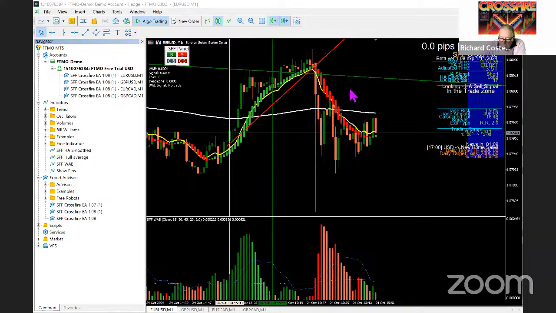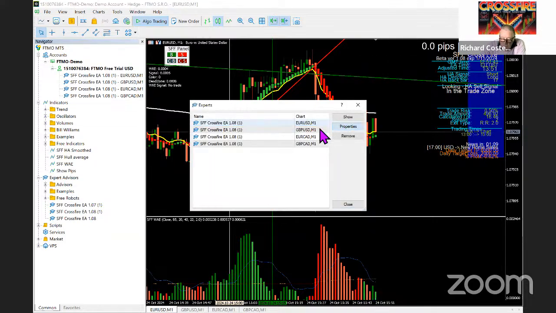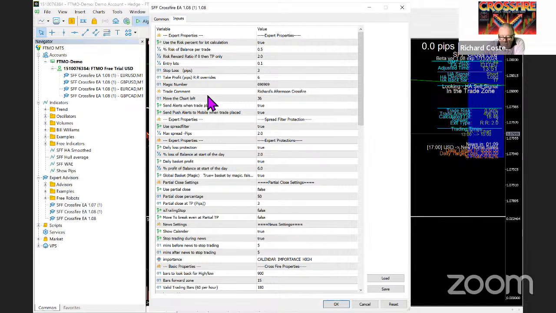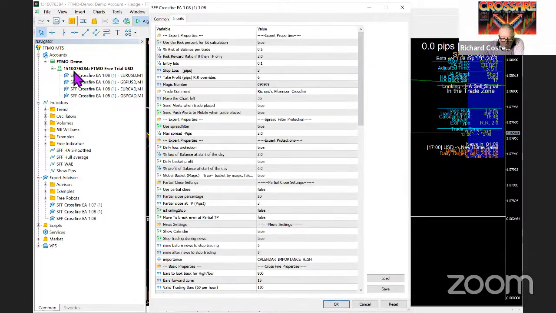Whilst I'm on that subject, if you go to your expert list and go to properties, it's worth clicking on common, and you need to check that this is saying allow algo trading. If that's not ticked, then it won't take any trade. But you just double check it by looking here or in the top right-hand corner.